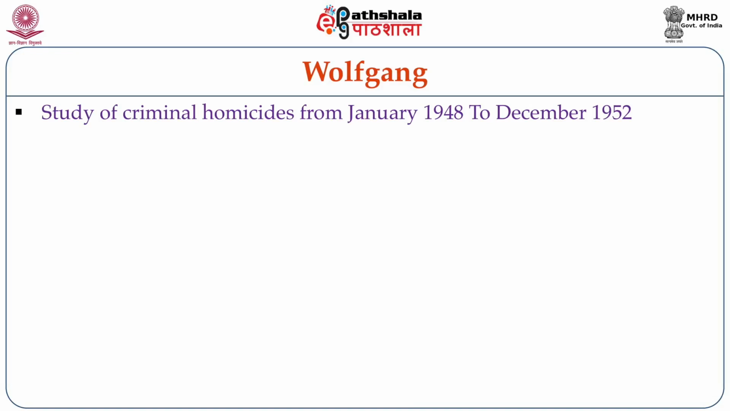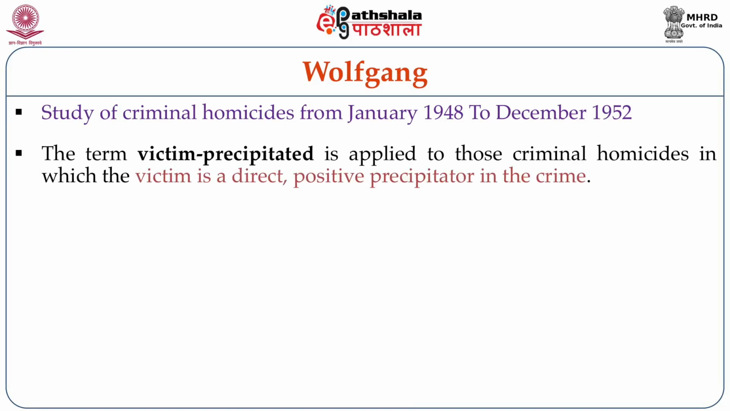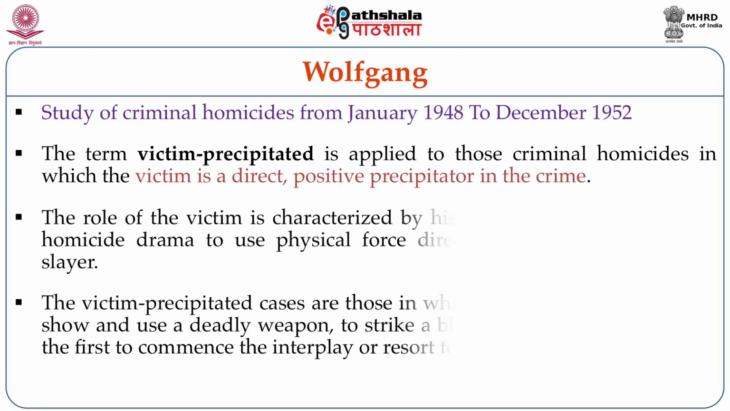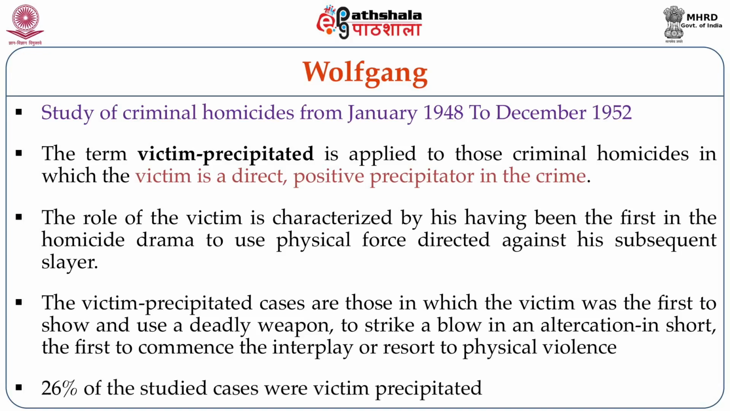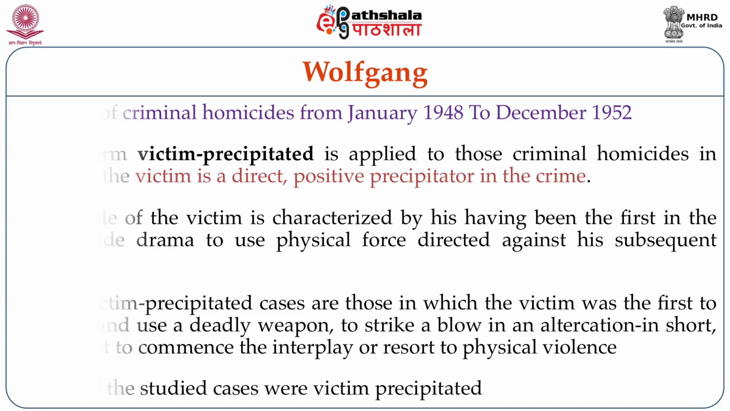Then there's also Wolfgang's study, when he did a study of criminal homicides between 1948 and 1952, and he came up with the term victim precipitated for the first time. And he said that it applies to those criminal homicides in which the victim is a direct precipitator in the crime. Victim precipitated cases are those in which the victim was the first to show and use a deadly weapon to strike a blow in an altercation. In short, the first to commence the interplay or resort to physical violence. His study showed that 26% of the cases that he studied were victim precipitated.